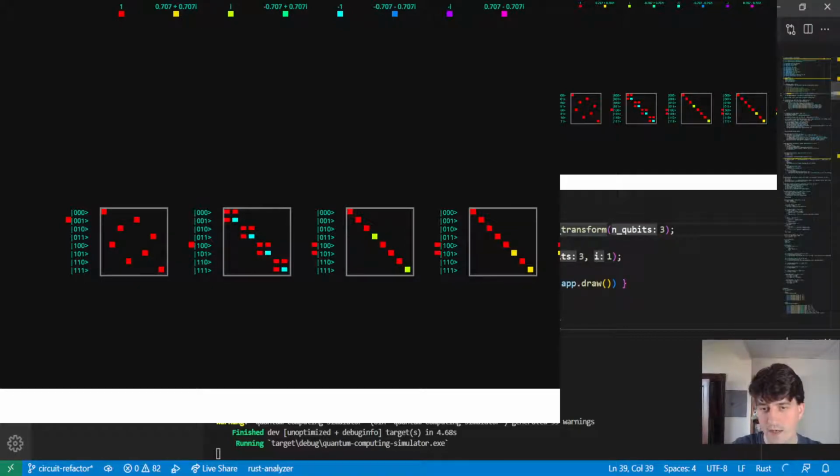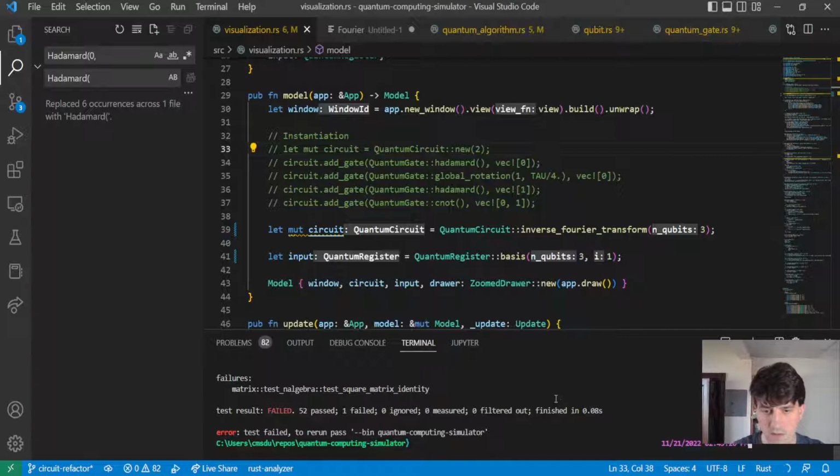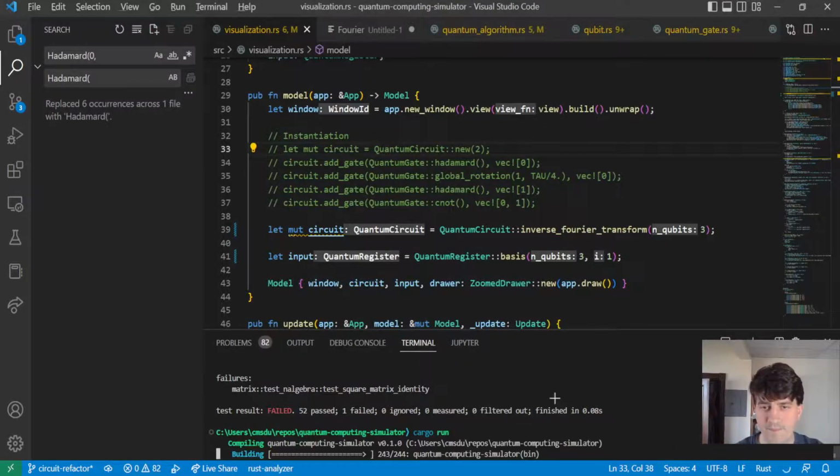Let's find out what we're getting. Inverse. And cargo. My terminal is dead. Cargo run.